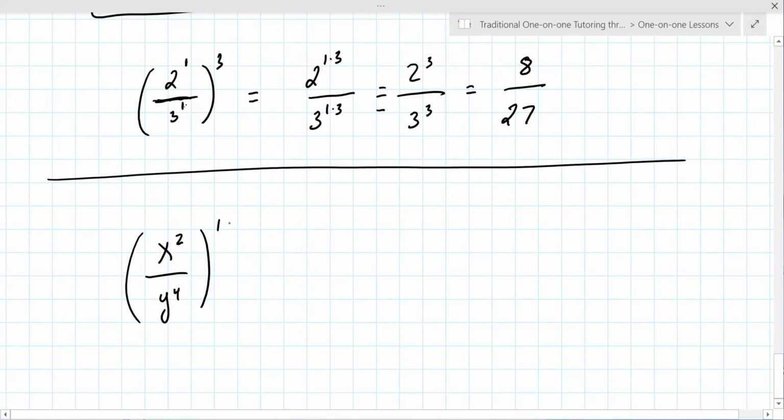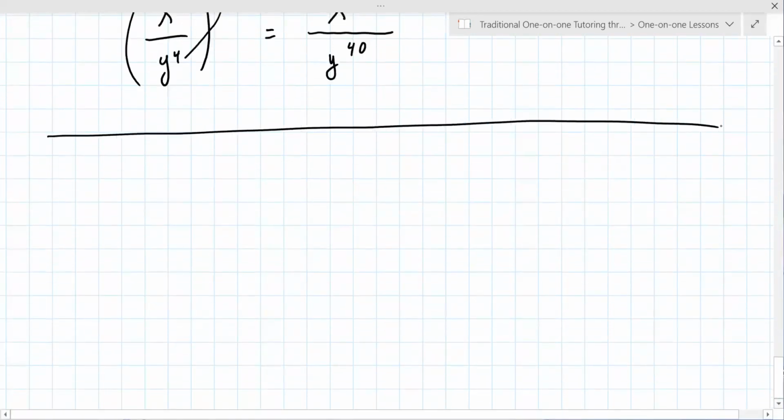Okay. So let's say I give you something else, like x squared over y to the fourth to the power of 10. This 10 applies to both the numerator exponent and the denominator exponent. Okay. So it'd be x to the 20th over y to the 40th. Okay. And if you have numbers, it also applies to the numbers.